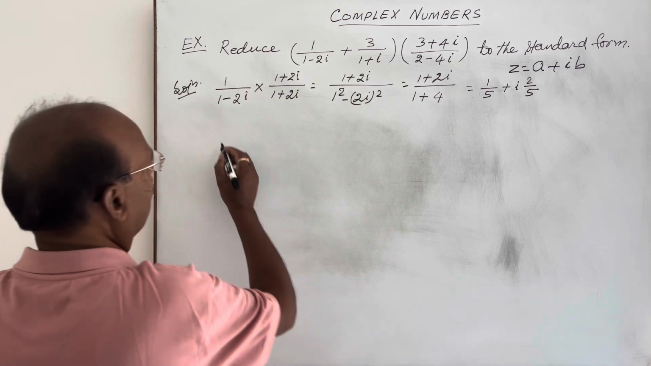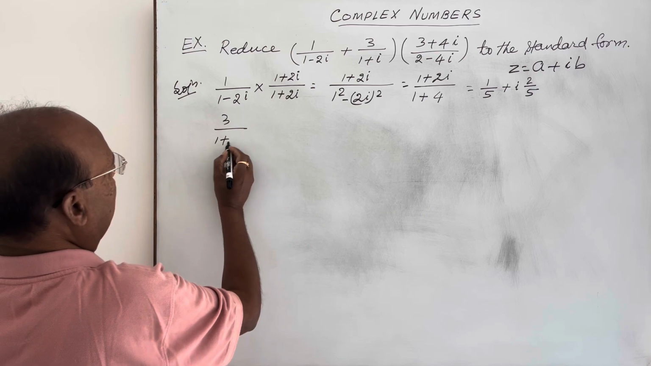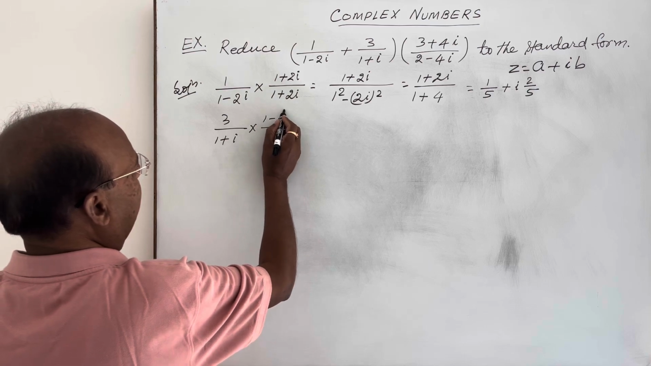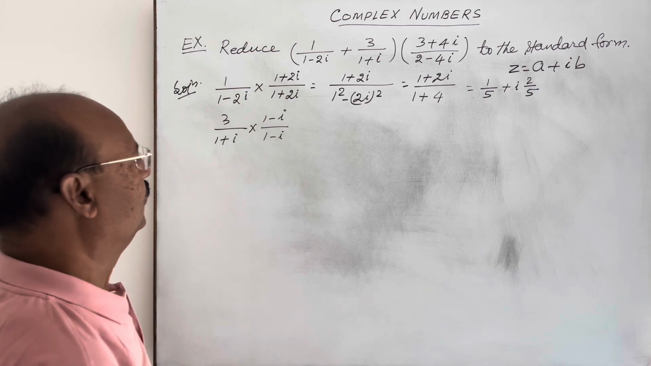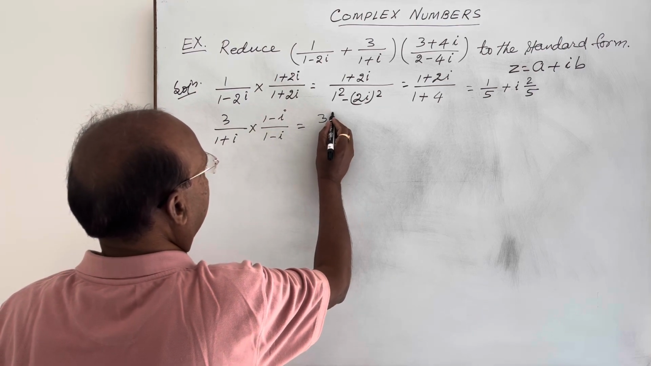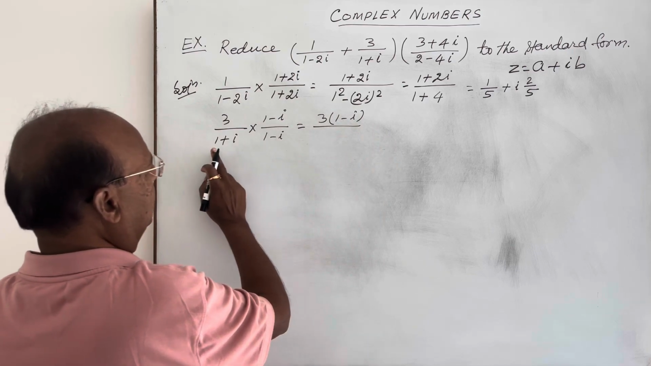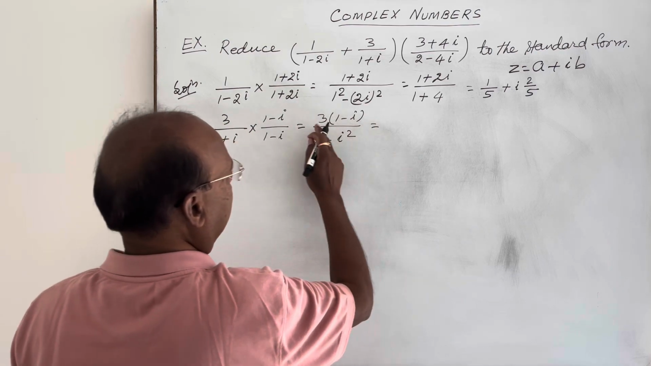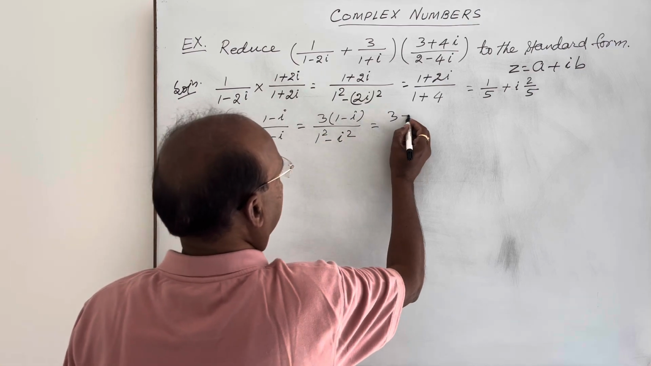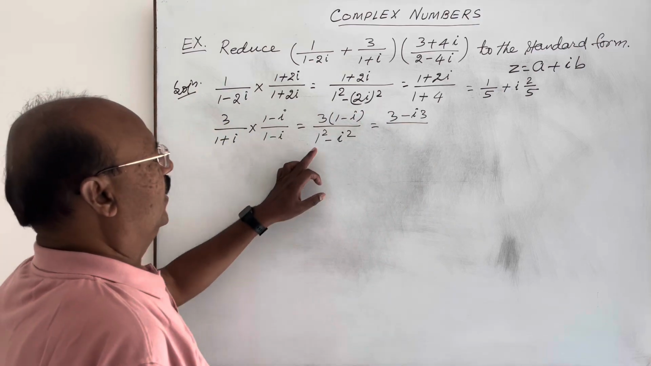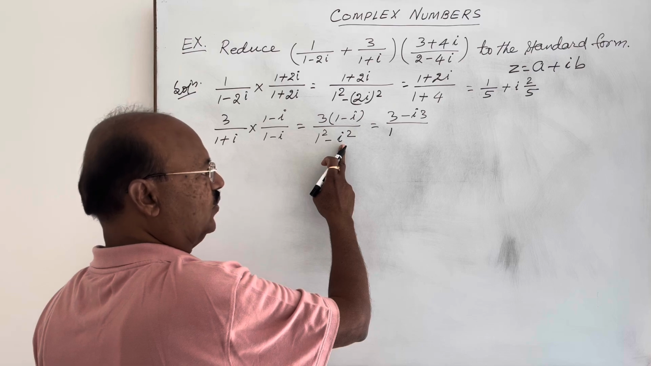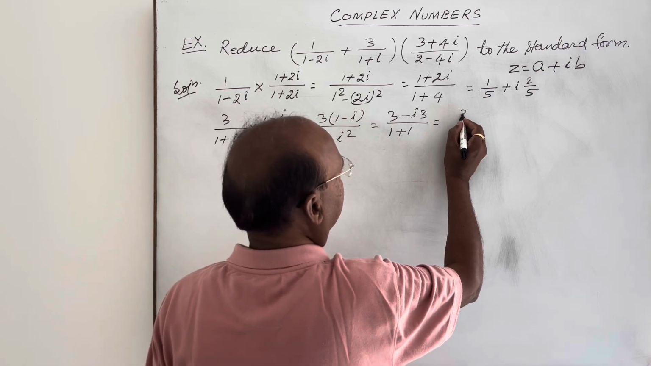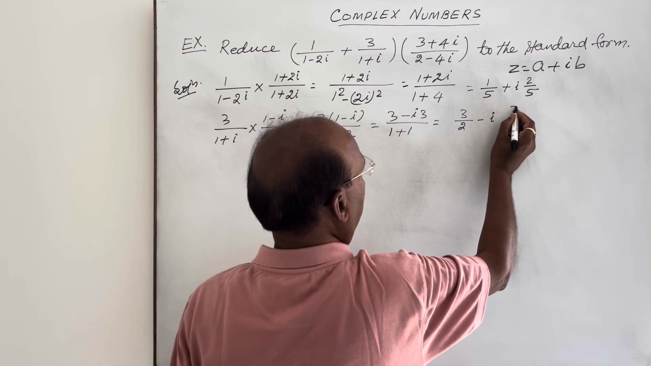Now the second term is 3 by 1 plus i. Here also we will multiply with the conjugate of 1 plus i, which is 1 minus i. So this is 1 minus i, 1 minus i. In the numerator this is 3 into 1 minus i, and in the denominator a plus b into a minus b, a square minus b square. In the numerator, 3 into 1 is 3 and minus 3i, and in the denominator 1 square is 1 and i square is minus 1, so minus 1 of minus is plus 1. So this is 3 by 2 minus i into 3 by 2.